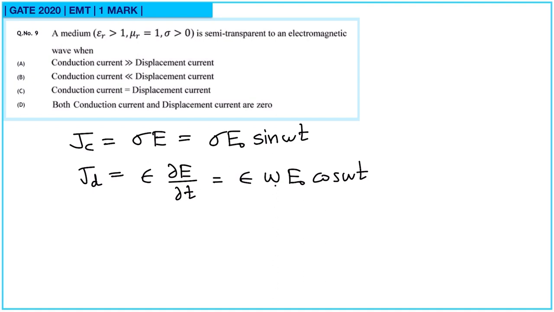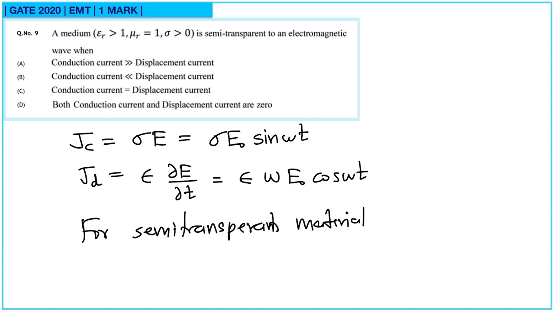Now this is sigma into E and omega epsilon into E. Now for semi-transparent material, if we are considering semi-transparent material, in that case omega epsilon naught has to be much greater than conductivity sigma. So this is the case, that means this Jd will be much greater than Jc. So conduction current has to be much smaller than displacement current. So option B is correct.